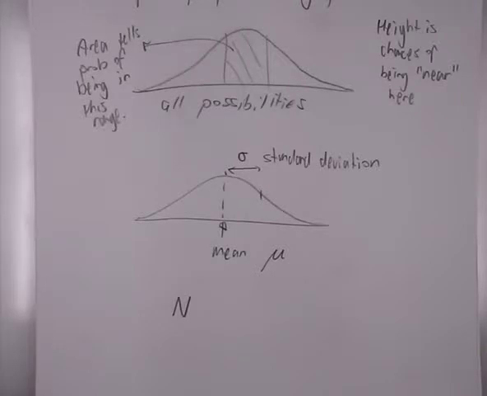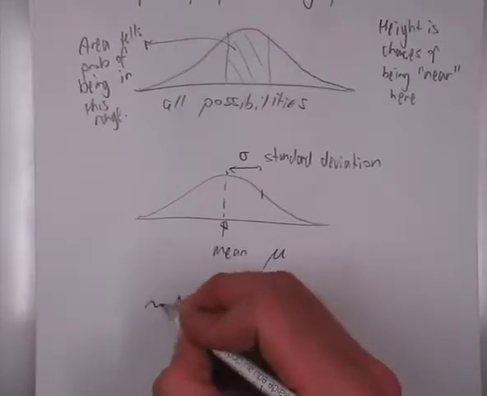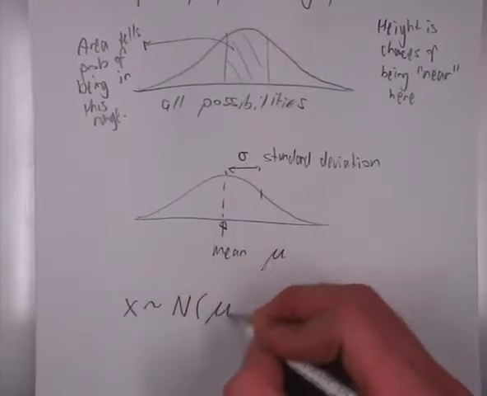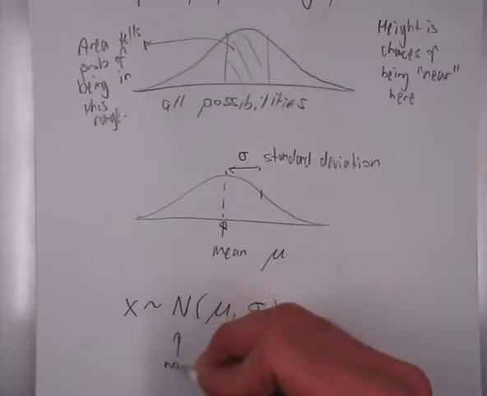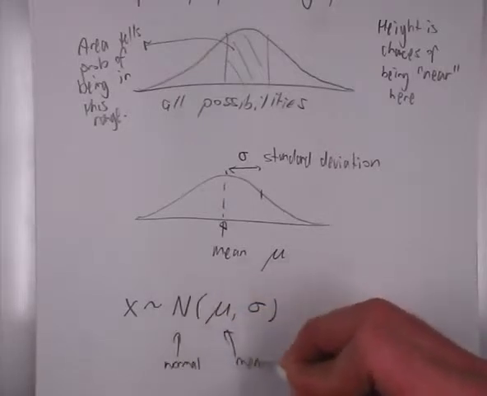So some people would write it as: something is distributed as a normal distribution with mean mu, and some of them put the standard deviation in that spot. Some people put standard deviation squared in that spot. It shouldn't make any difference. Okay, so this is just like the binomial. Instead of B for binomial, you say N for normal. And that's the mean, and that's standard deviation.